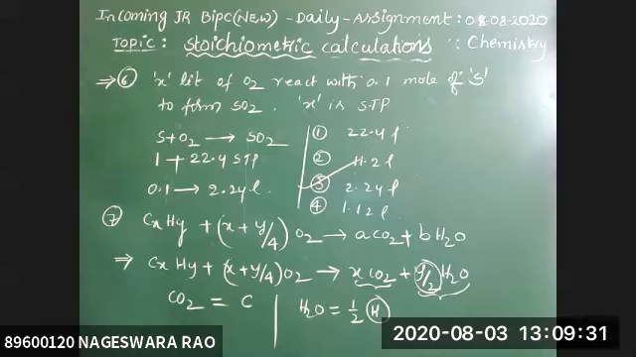This is a very, very important question. So options. First option: a equal to x, b equal to y by 2.